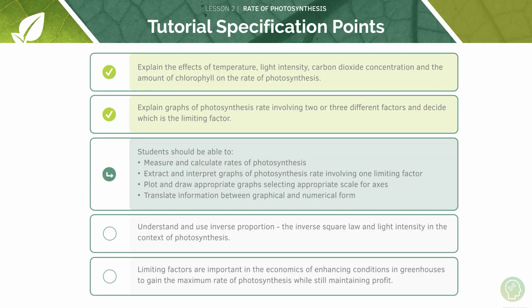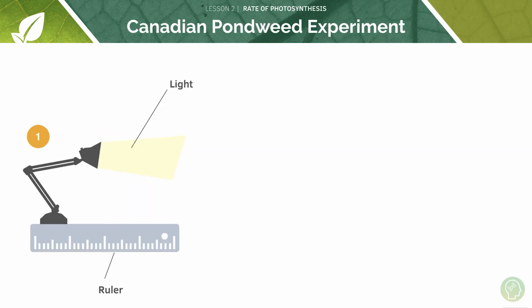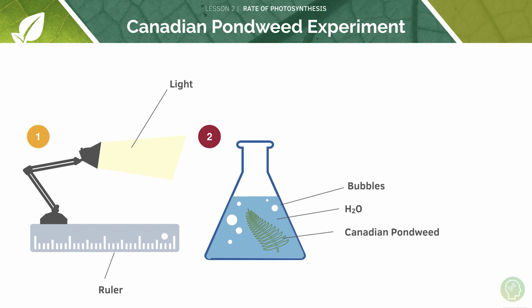So next we're going to have a look at how we can measure and calculate rates of photosynthesis. Let's have a look at this Canadian pondweed experiment. We have a light source. The light source is going to be positioned a particular distance, which we'll measure with a ruler, from a beaker. And the beaker is going to contain our Canadian pondweed.